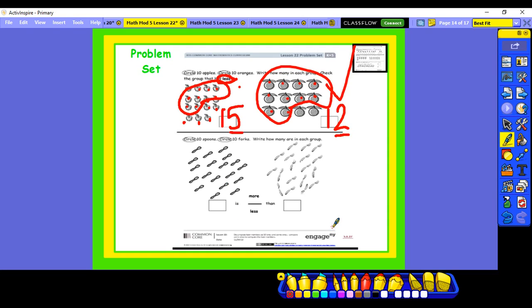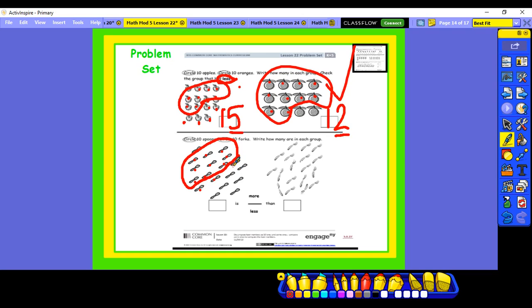Great job, Cardinals. Now let's count how many spoons. Let's compare the spoons and the forks. Find and circle our group of 10 spoons. Ready? 1, 2, 3, 4, 5, 6, 7, 8, 9, 10. There's a group of 10. Let's see how many are left over.